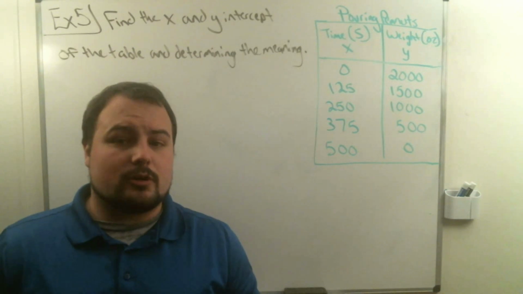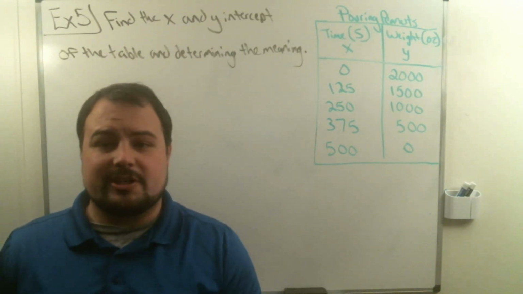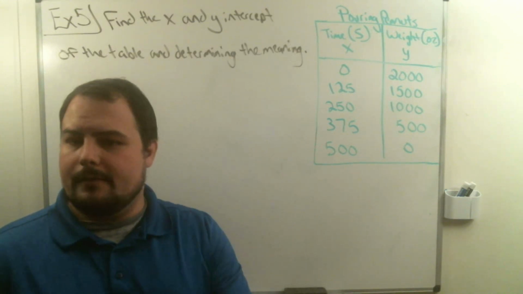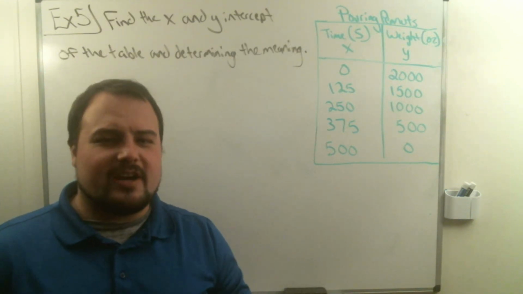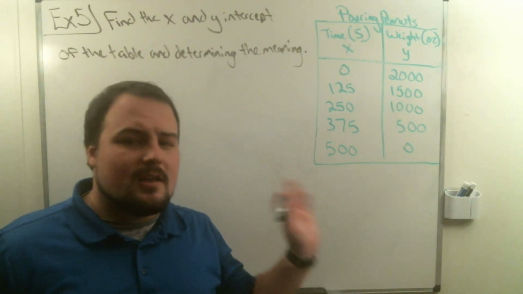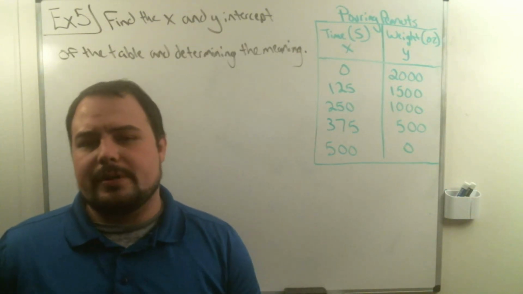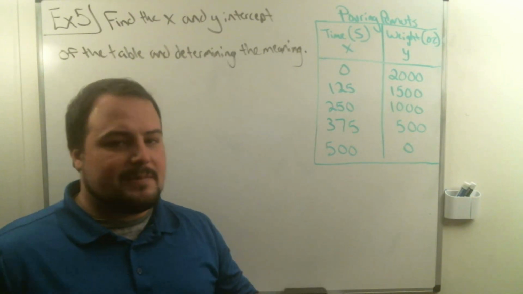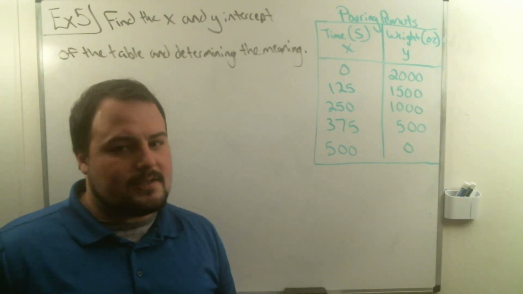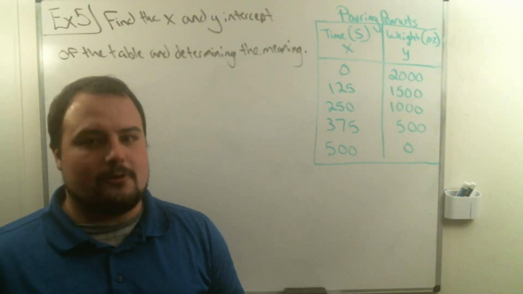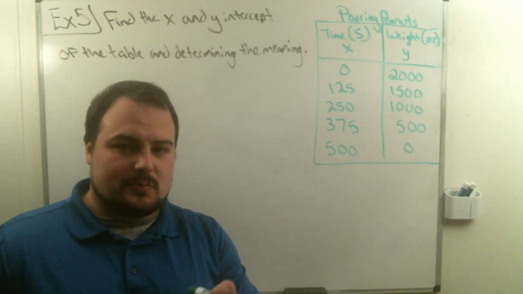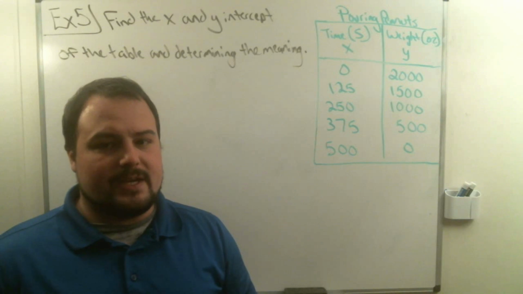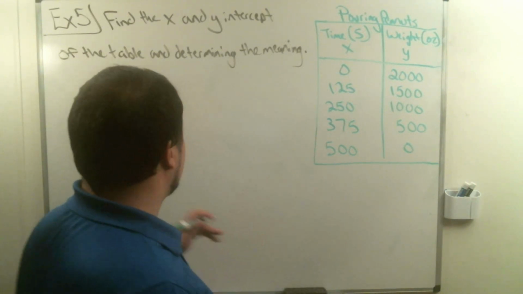In example 5, we're going to be solving x and y-intercepts from a table. So one of the skills that we should have, other than looking at a graph and saying this is where it hits the y line, this is where it hits the x line, is to be able to determine intercepts by zeros. Now, if you remember when we copied down the vocab, we said that the x-intercept is when y equals 0, and the y-intercept is when x equals 0. So we could actually figure out that information just by looking at the table.